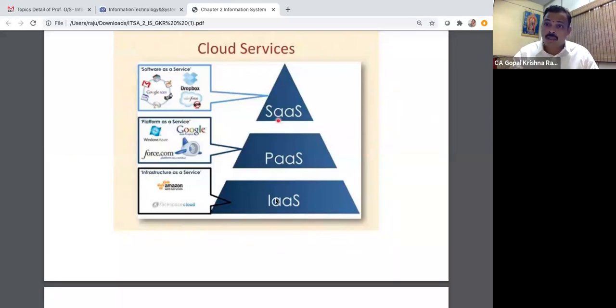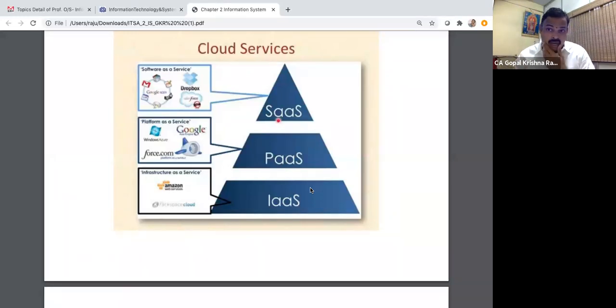You can use that. So you don't need to buy a CD and install it, nothing. Just subscribe, pay, get that space, and then use it. All the latest software updates will be available. So SaaS, PaaS, IaaS, everything put together is packaged today and it is sold. Please try to understand what it is. This is a cloud service.